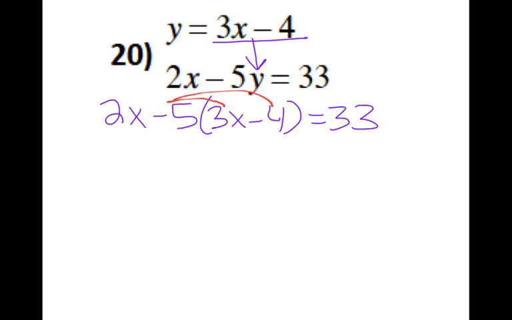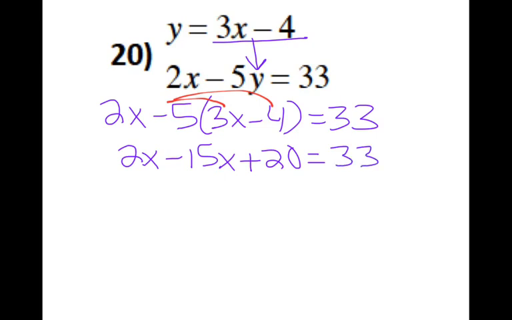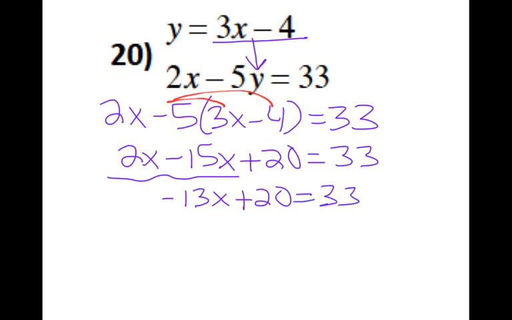So we're going to have 2x minus 15x. Negative times a negative, that's going to be a positive 20 equals 33. And 2x minus 15x is a minus 13x plus 20 equals 33. And then subtract 20. So negative 13x equals 13. So it looks like x is going to be negative 1.